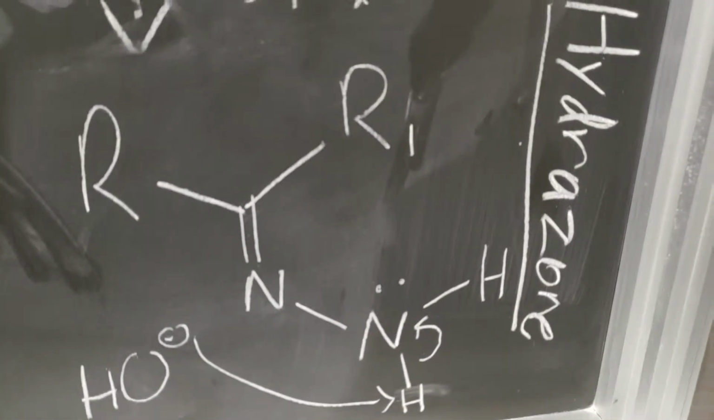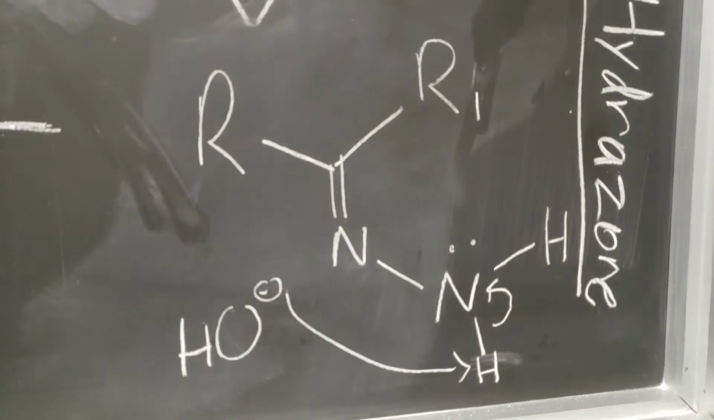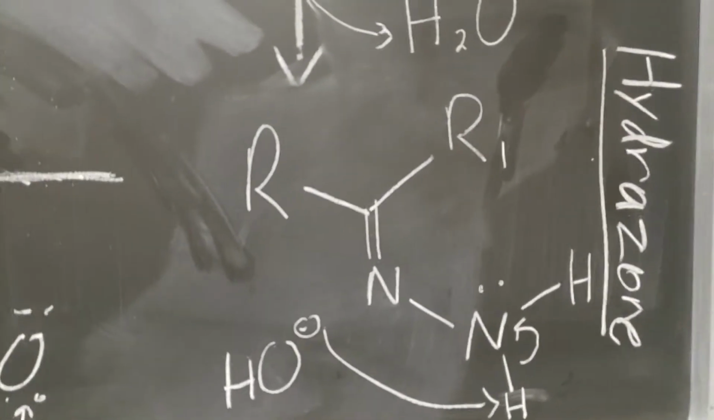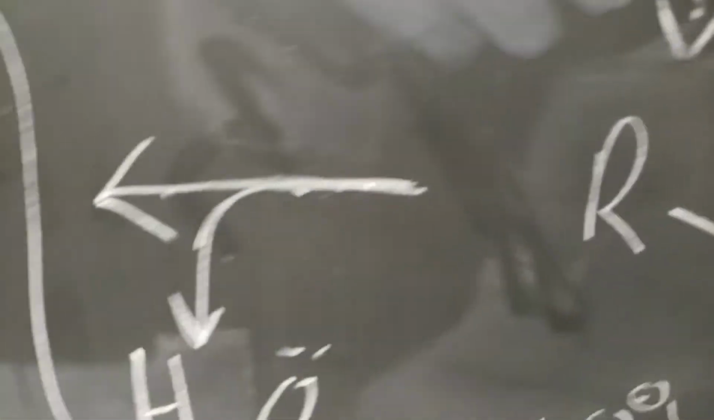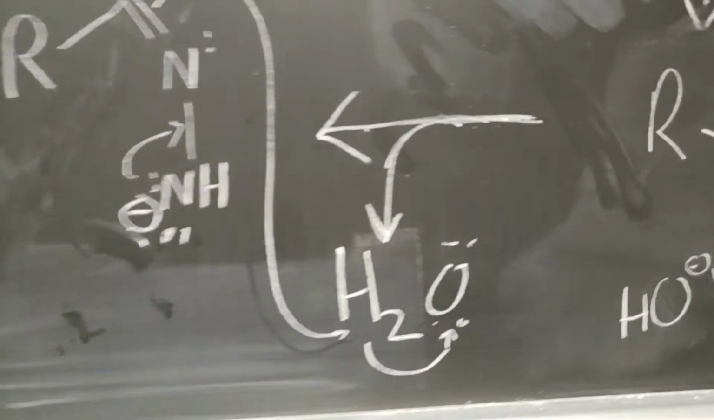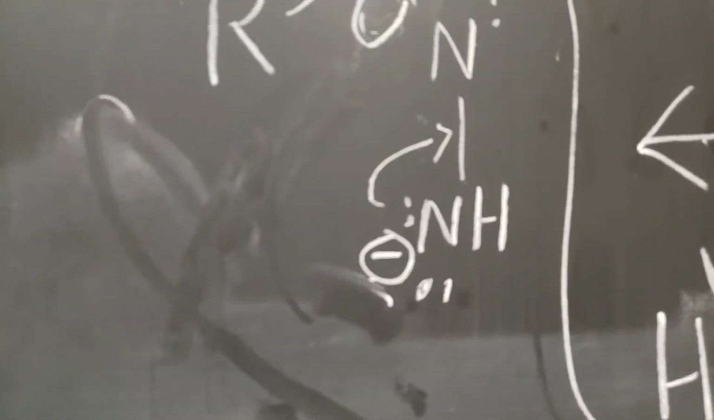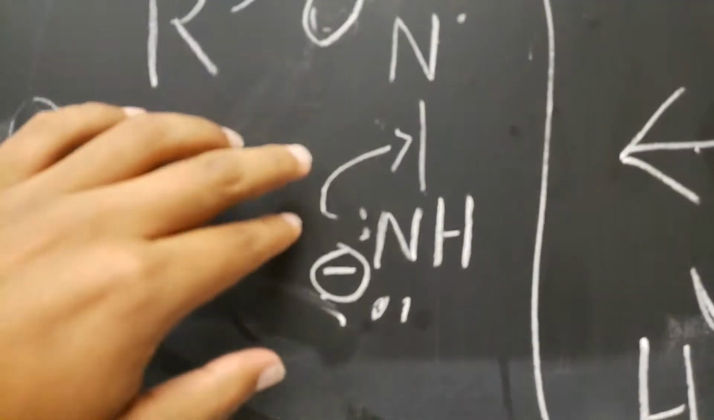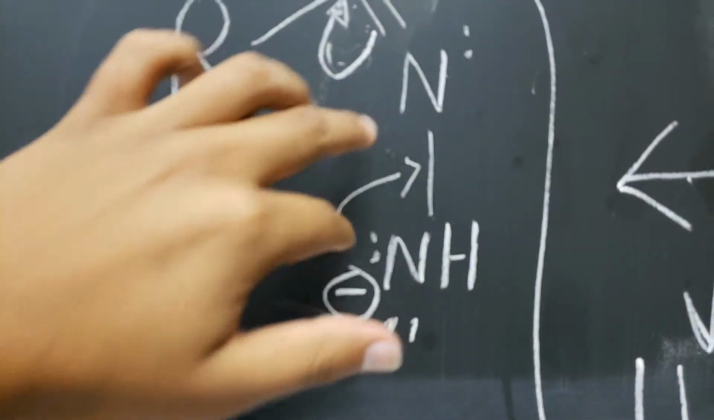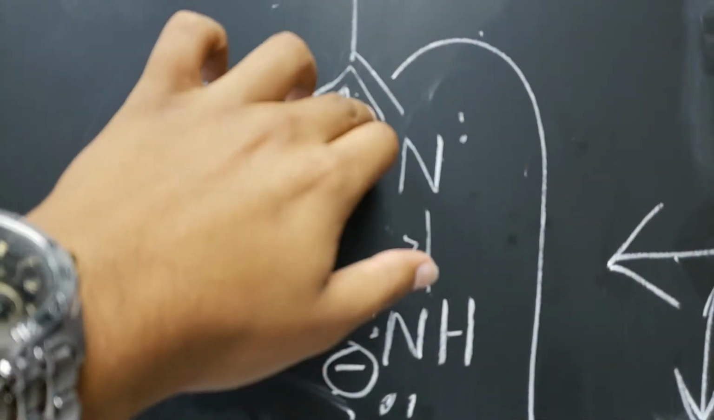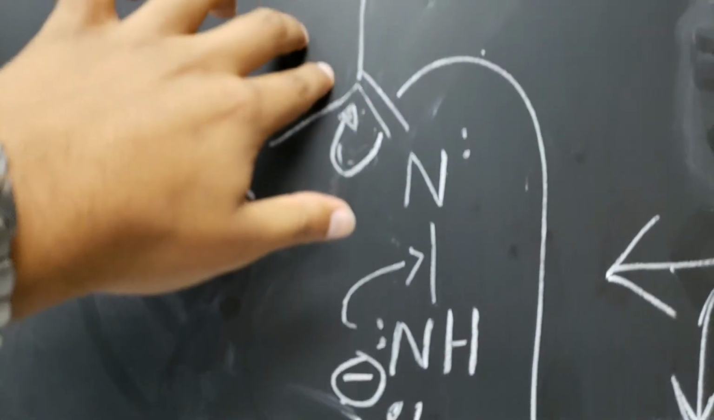Our next step is deprotonation of the hydrazone via the hydroxy group that was released from the previous step, which will then give us water to create our imine compound. The negatively charged nitrogen will delocalize its charge to form a double bond between both nitrogens, and the double bond between nitrogen and carbon will pick up these electrons and will become negatively charged.